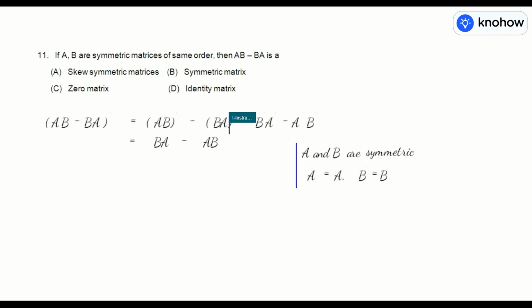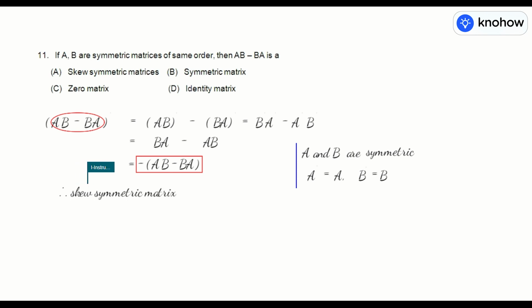Obviously it is not same as AB minus BA. Take a minus sign common, you get minus of AB minus BA. So what do you find now? That the transpose of AB minus BA is expressed as negative times AB minus BA. So the only possibility is that it is a skew symmetric matrix. Hence, the given matrix is skew symmetric matrix. That is, A choice is the correct answer.